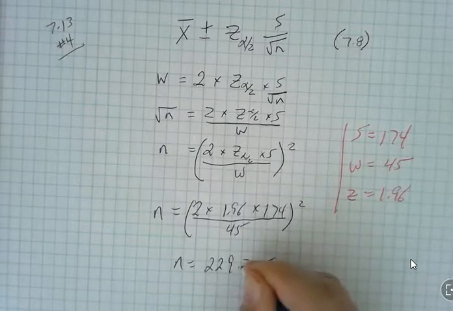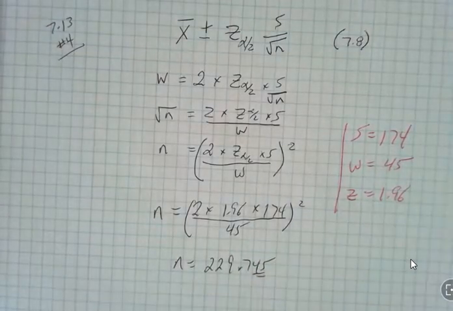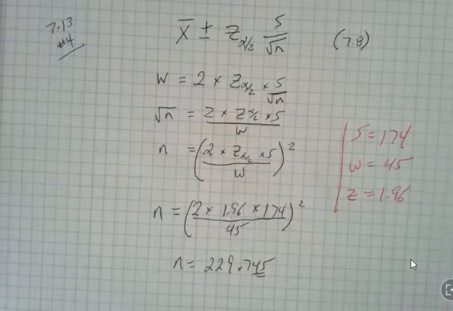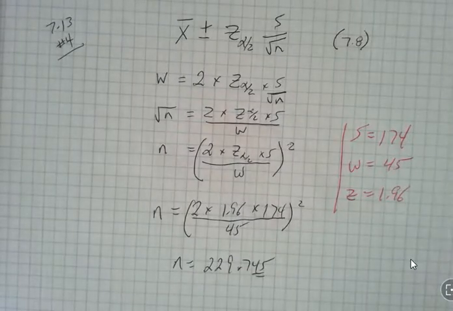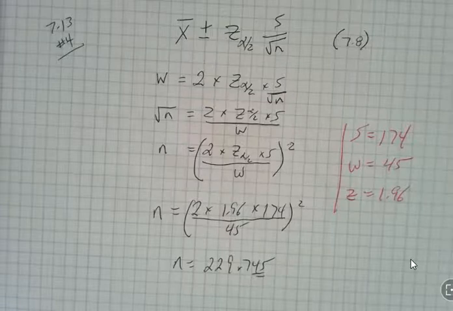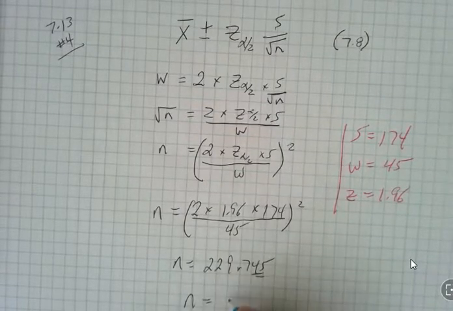229.745. Your decimal places will vary a little bit depending upon whether you're actually using 1.96 or you're using the norm function in Excel, which gives you a lot more decimal places and precision. So it might lower that number a little bit. We're not too concerned with that basic number because we don't really care what the decimals are. Whatever they are, we have to round up. We can't have a sample size of 229.7. So the sample size we need is 230.